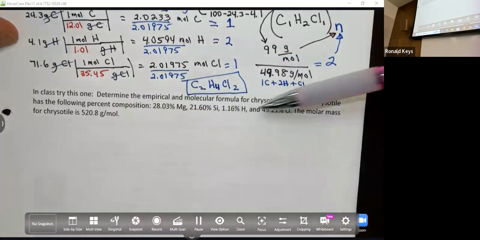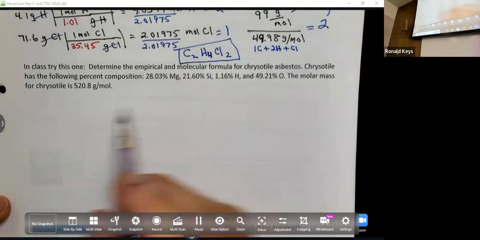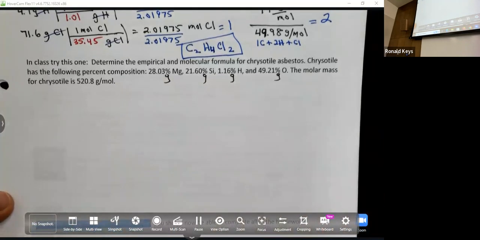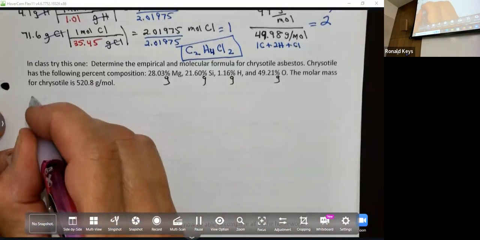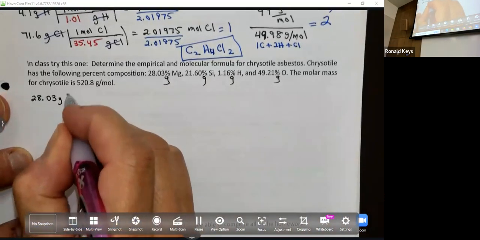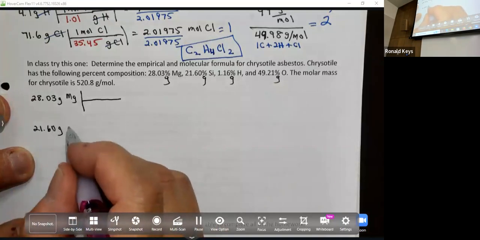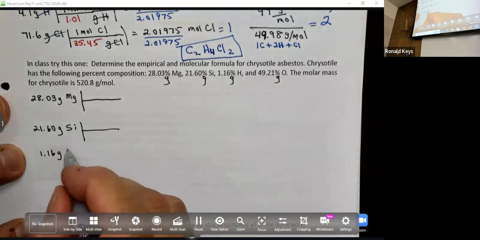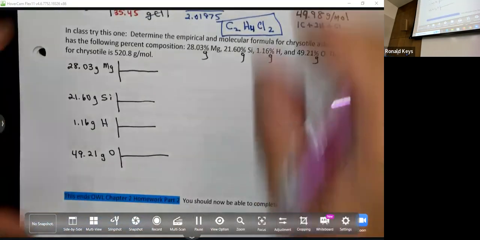Okay, I'll set this one up. We'll get this one started. And I'm going to let you finish this. We have percentages, so we're going to make these grams, grams, grams, grams. We're going to line up four of these.